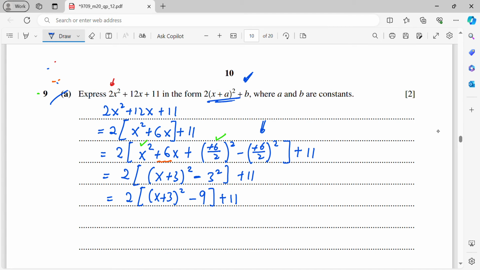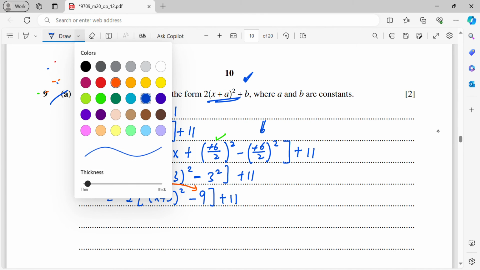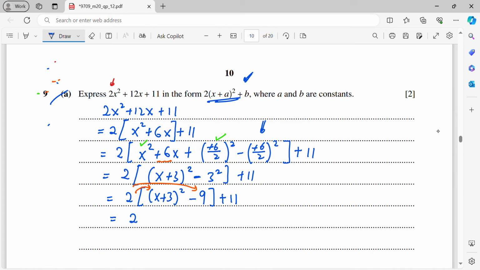And now to get this form, just bring in the 2. Just times, but then don't do any further expansion. Just bring it in. I'll get 2 bracket x plus 3 squared minus 2 times 9, 18. Then plus 11. So at last, that will be 2 times x plus 3 squared. Now, minus 18 plus 11 is basically minus 7. So that is the requested form. And this is what we call completed square form.